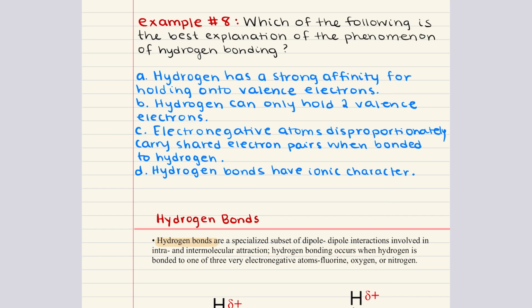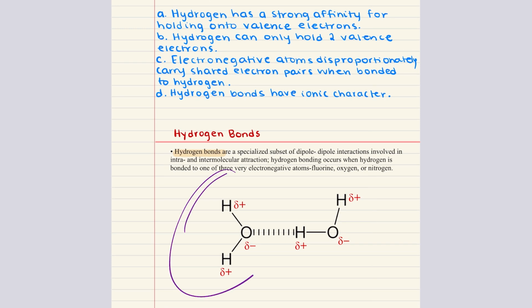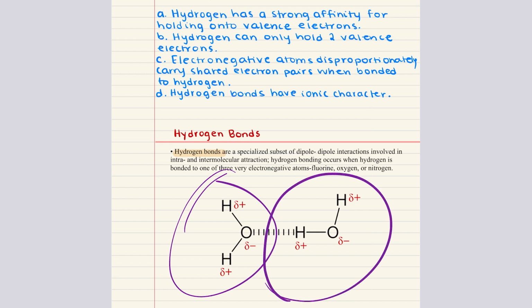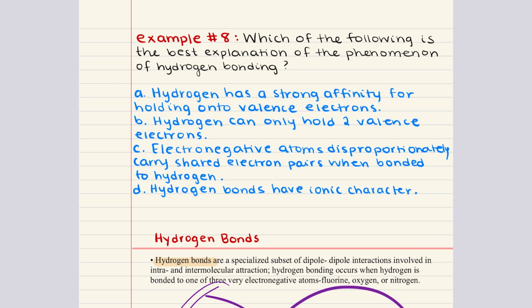In hydrogen bonding, that partially positive hydrogen atom from one molecule is attracted to the lone pair of electrons on the electronegative atom of a neighboring molecule. And this interaction is stronger than typical dipole-dipole interactions due to the high polarity of the bond, but it is weaker than covalent or ionic bonds. Keeping that in mind, let's go through the answer choices, all right?